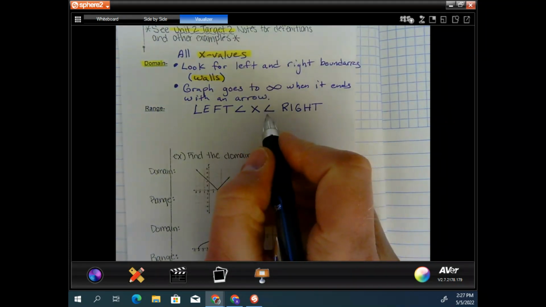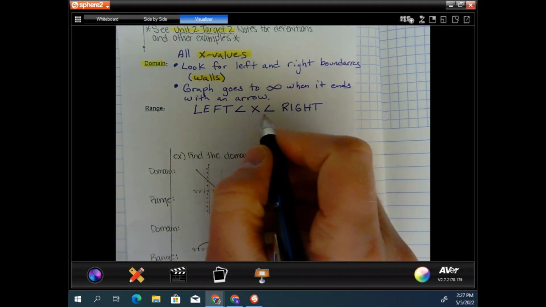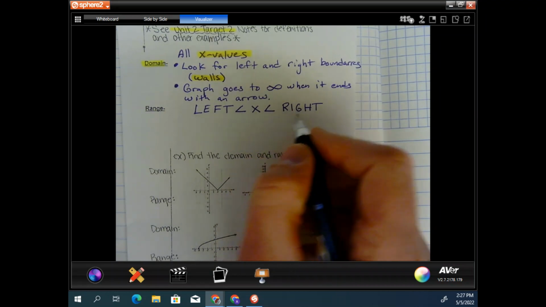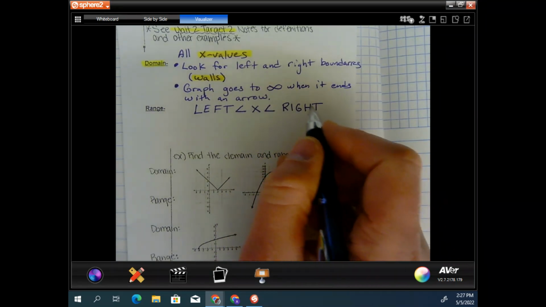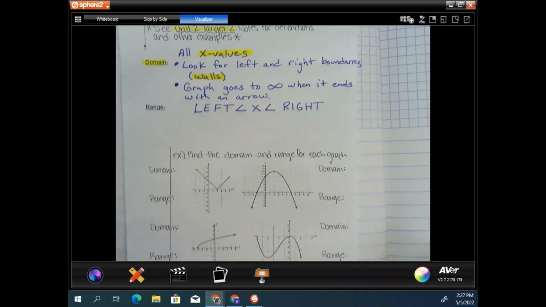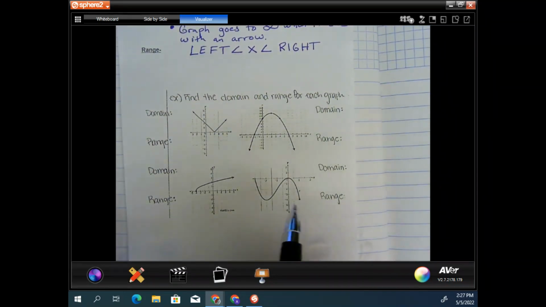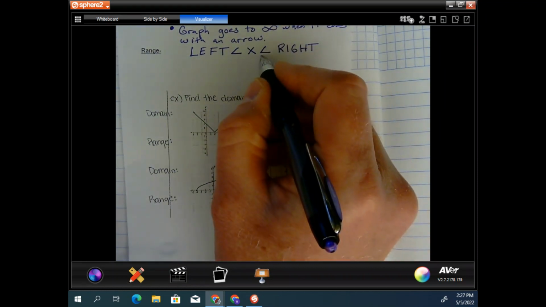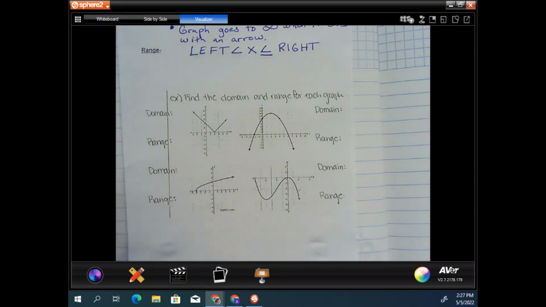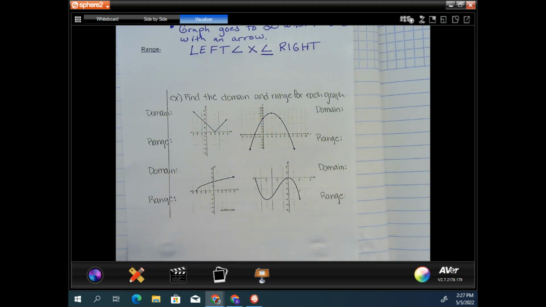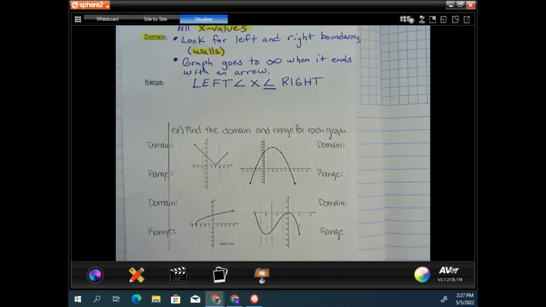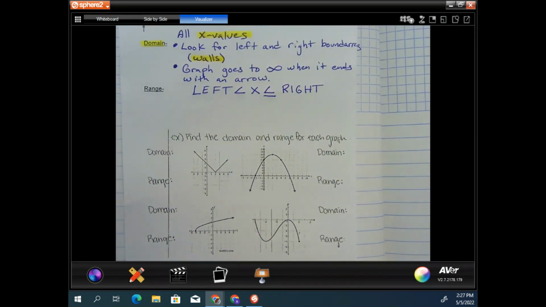Now, just a reminder that if the point is included, meaning maybe it's a filled in point that's farthest to our right, we're looking at these examples down below. I see this point right here is farthest to the right. That would mean that that one is also equal to. But that's what we're referring to with our domain. So all the x values, we're looking for left and right boundaries, the walls, where graph goes to infinity when it ends with an arrow.